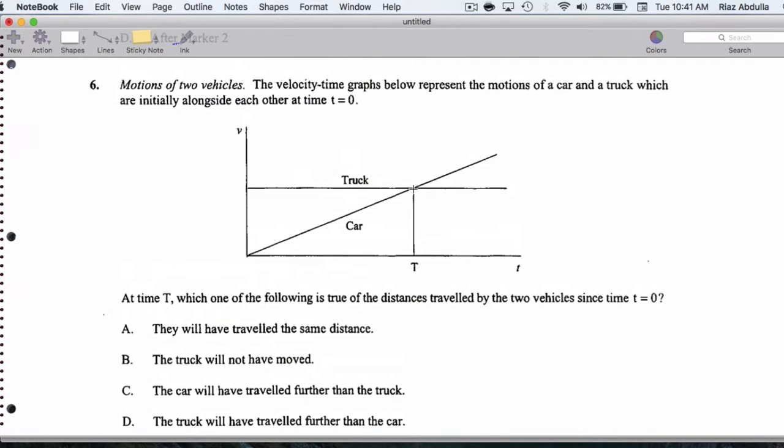For choice C here, at time t, the truck will have definitely traveled further than the car. The reason we know that is the area of the graph is bigger for the truck. All right.